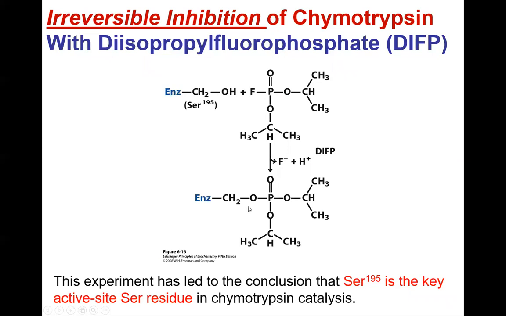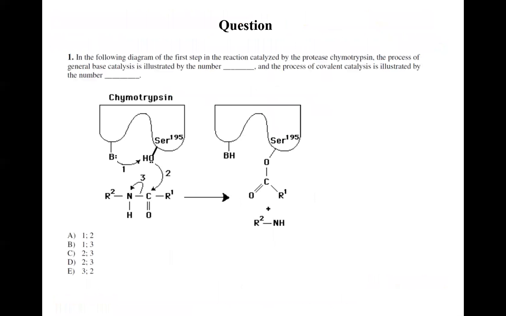Okay. And then what scientists can do is go back and look at the residue that was covalently attached to the inhibitor, and they found out that it was indeed serine 195. That gave them a very good idea that it is serine 195 that plays the role of a nucleophilic catalyst in the reaction. So that was a very nice, clean experiment.